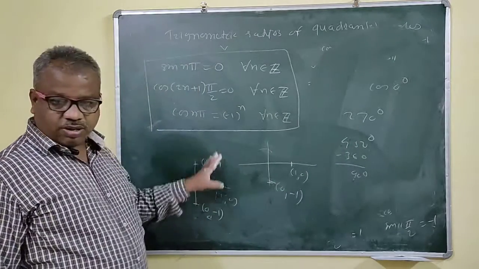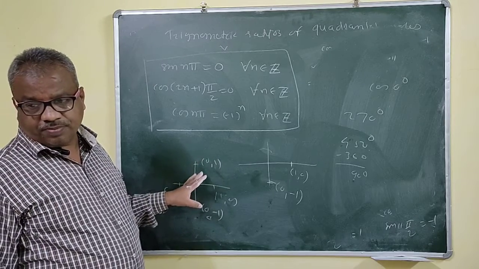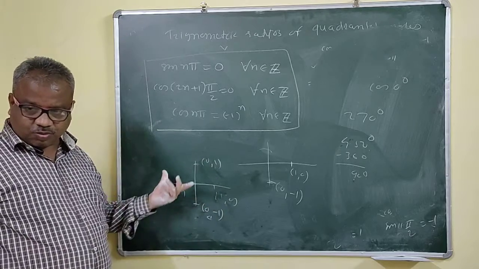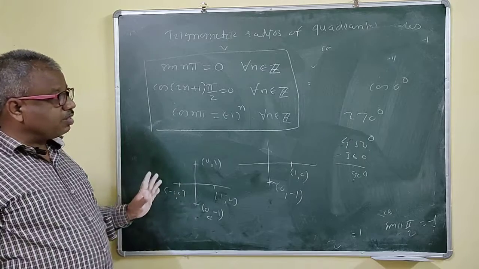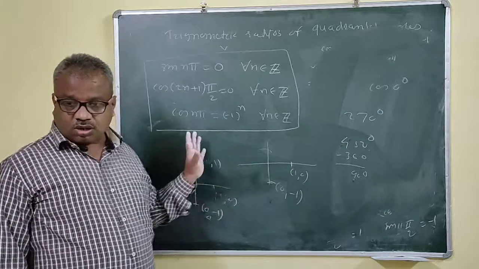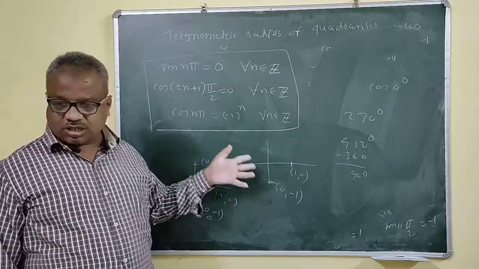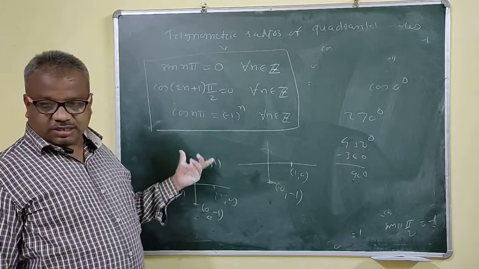So very easily you can determine the trigonometric ratios of the quadrantal angles. Just remember these 4 points along with their coordinates, and you can easily find the trigonometric ratios of the quadrantal angles. No need to write the Pythagoras theorem and all these things. I hope that you understand this one.